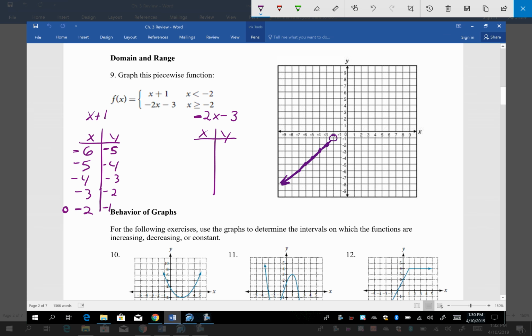The second piece, I need values that are greater than or equal to negative 2. It's going to be closed, right? All these will be closed. So I know negative 2 is greater than or equal to negative 2. What about other values? 1, 0, 1, 2. Get the idea? Excellent. So what's negative 2 times negative 2? Negative 4. 4 minus 3 is 1. The y value is 1, Bashir. Excellent.